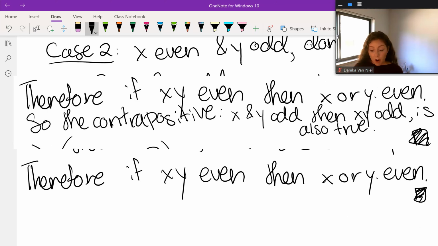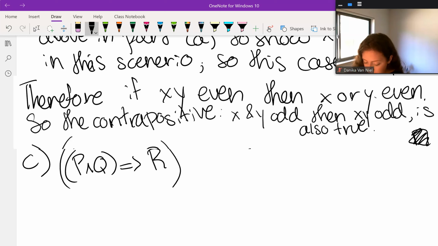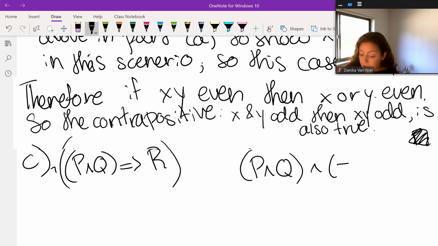So let's recall what the negation of an implication is. Okay, so if I have P and Q implies R, how do I negate this? Please pause this and make sure that you remember this. This is so vitally important for the rest of your mathematical career, including this class. Okay, what do we get? We end up getting P and Q and not R. Okay? Cool. All right.